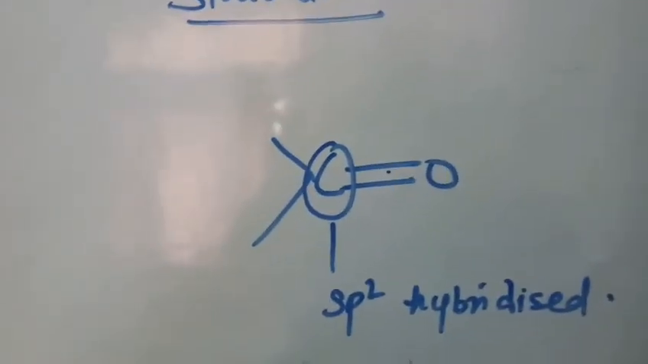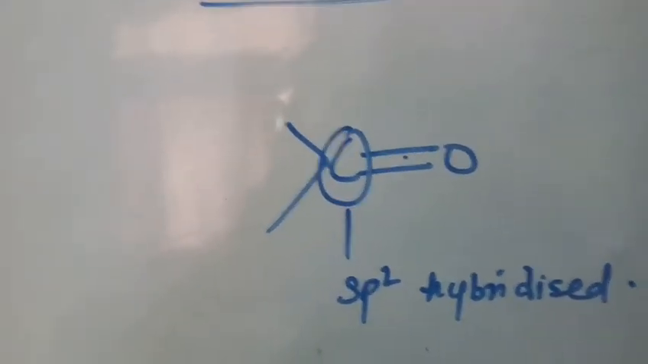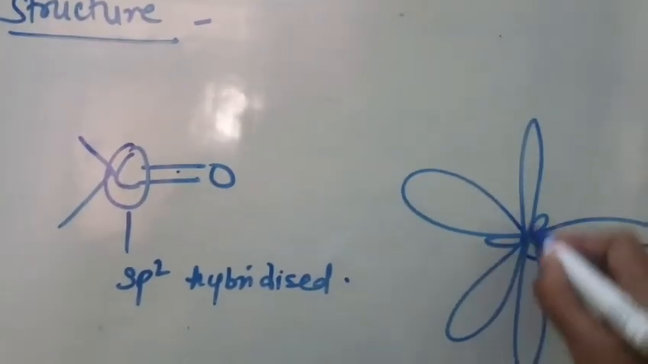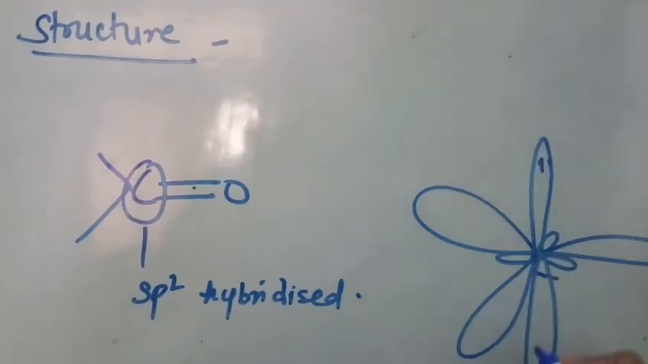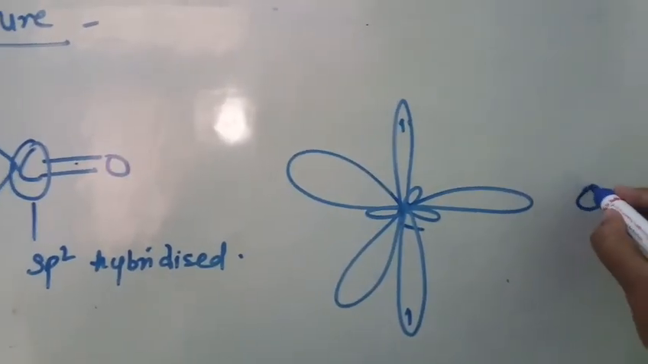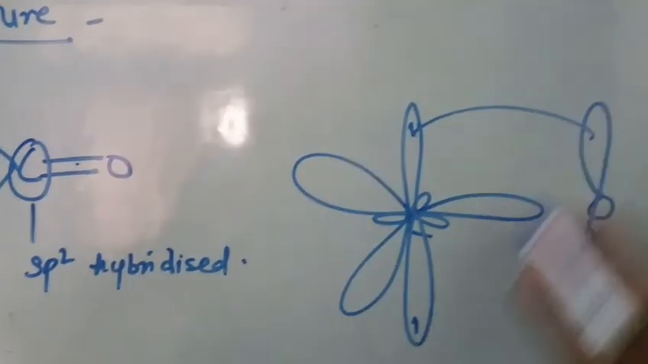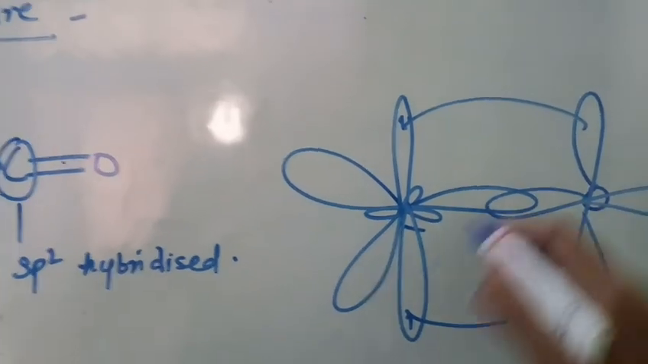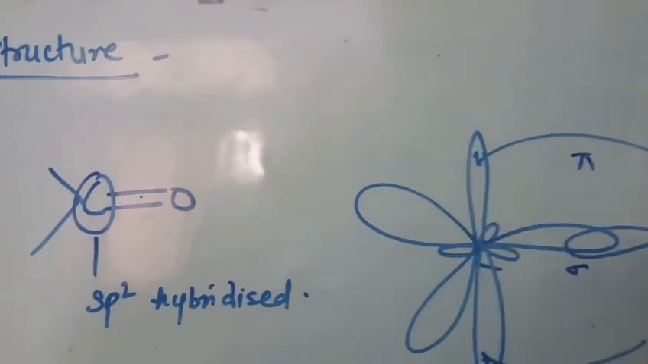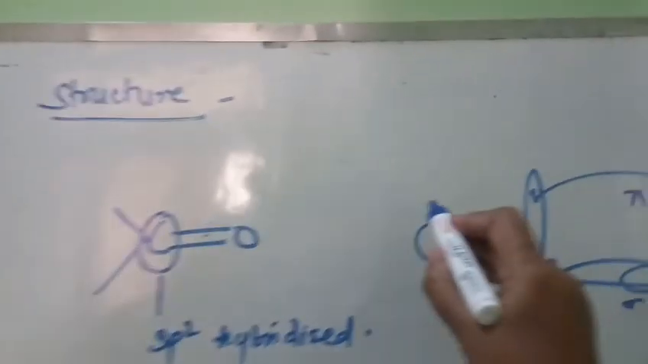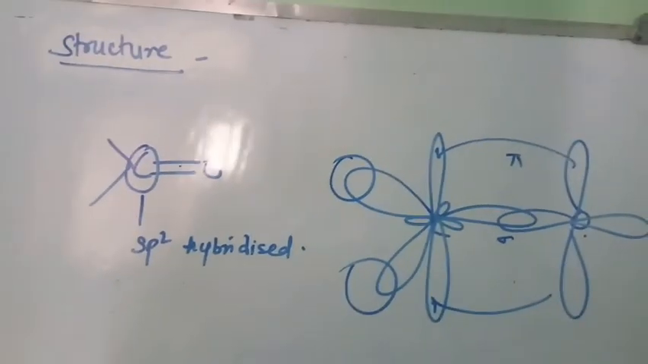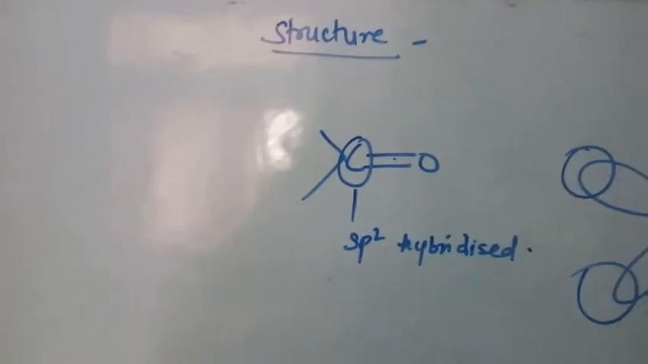So carbon will have 3 sp2 hybridized orbitals like that, and one of the orbitals contains its unshared electron which will overlap with the oxygen p orbital to form the pi bond. So one sigma bond and one pi bond is formed between the oxygen and carbon, and the other two sp2 hybridized orbitals overlap with the s orbital of the hydrogen atom, isn't it?